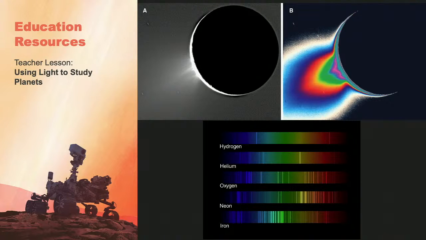We know that every atom has a very specific spectrum. So matching that light against known spectrometers and filters, we can actually see what elements are contained in some of these images.